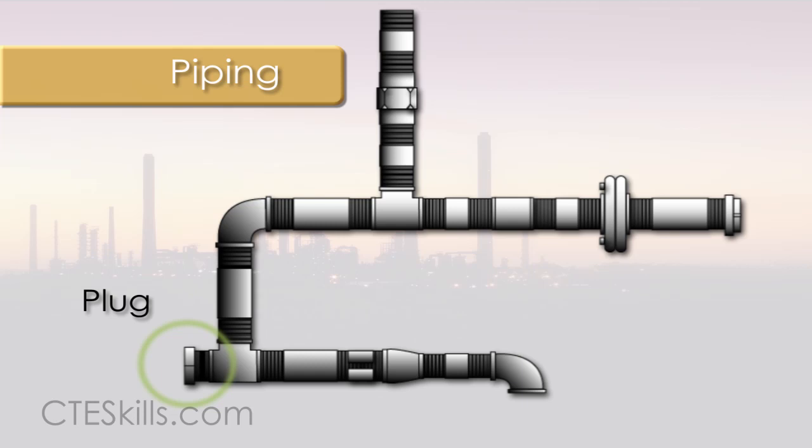A plug is the male version of the cap. It screws into the end of a pipe to block flow. A reducer is a fitting used to connect a larger pipe to a smaller one, or vice versa. A T is used to either split or combine flow. The union, similar to a coupling, but designed to allow quick and convenient disconnection of pipes for maintenance or fixture replacement.